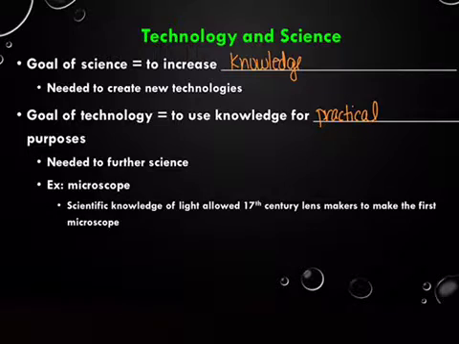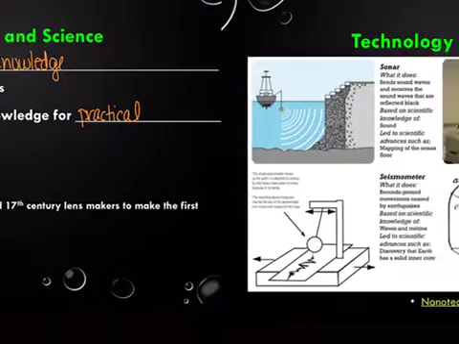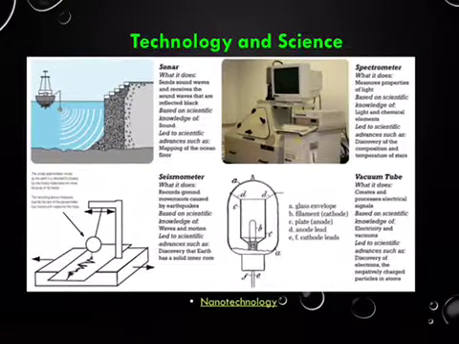So for example, the microscope. The scientific knowledge of light allowed 17th century lens makers to make the first microscope, which then allowed scientists to see microorganisms and advance science in that way. So science and technology need each other to advance each other. Sonar, seismometers, spectrometer, and vacuum tubes are all examples of how all of these work together. And you can read the definitions here.